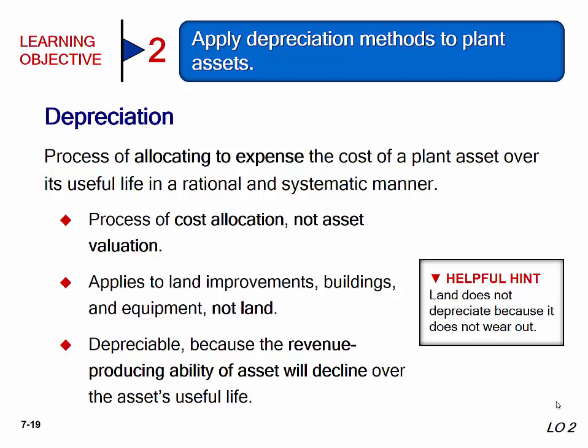In a rational and systematic manner is referring to the three different ways for our class in particular that I'm going to show you how you could calculate it. Management gets to make some decisions, and this is one of those decisions. We've talked in a prior chapter about management getting to select their inventory cost flow and the system that they want to use, periodic or perpetual. Same kind of thing applies here with depreciation.